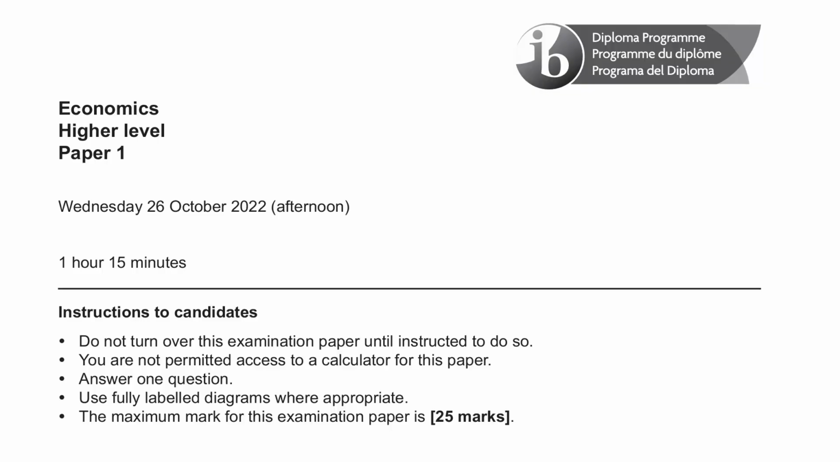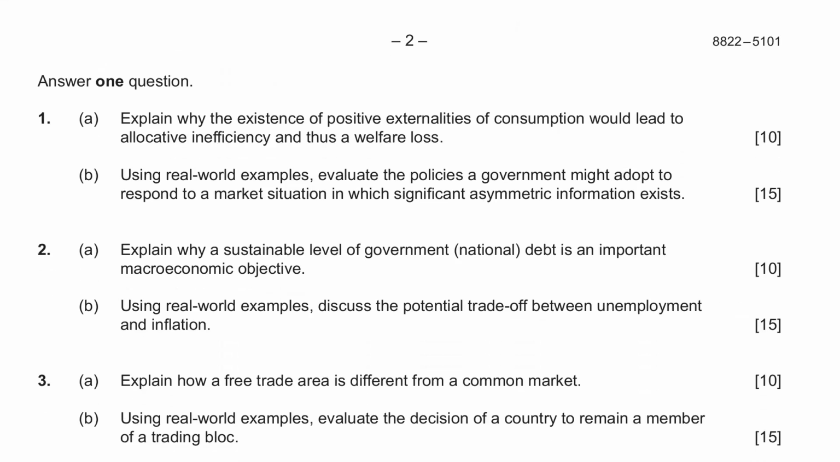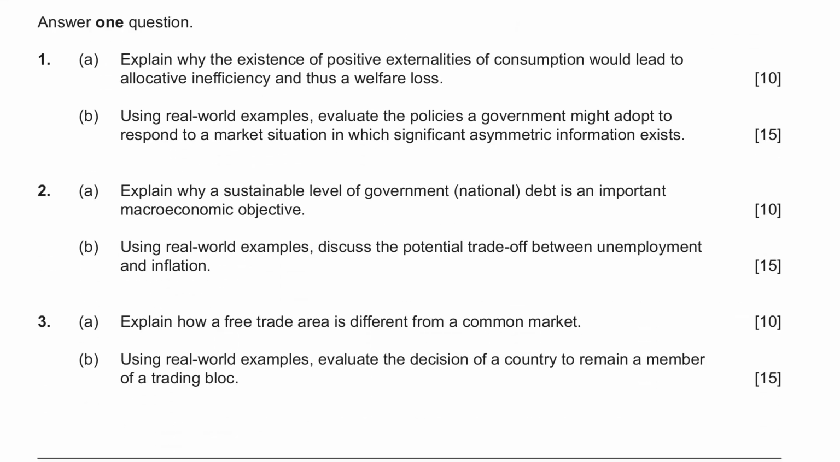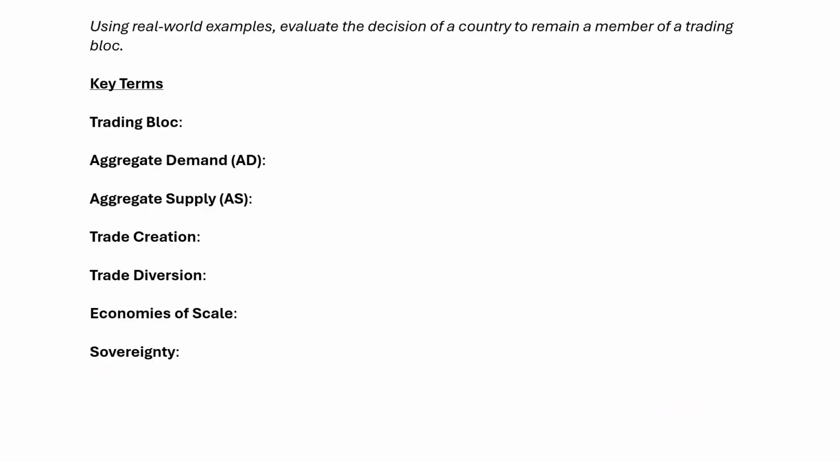All right, so in this video, we're going to go through the solutions to the IB Economics Higher Level Paper 1. This is the November/October 2002 version. Now, in previous videos, we've already gone through the solutions for questions 1 and 2, and today we're going to be looking at question 3b, the second part of question 3, which is the final question of this paper, and this is going to be worth 15 marks.